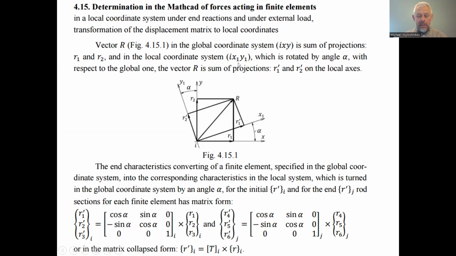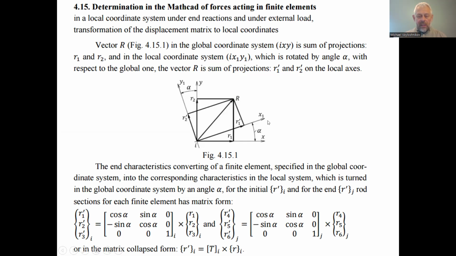In the local coordinate system with the same reference point I, but inclined to the global coordinate system by the angle alpha, the same vector has coordinates, the projections, the components of the vector in the inclined coordinate system, r1 stroke and r2 stroke. The stroke means that these are the coordinates of vector r in the local coordinate system.